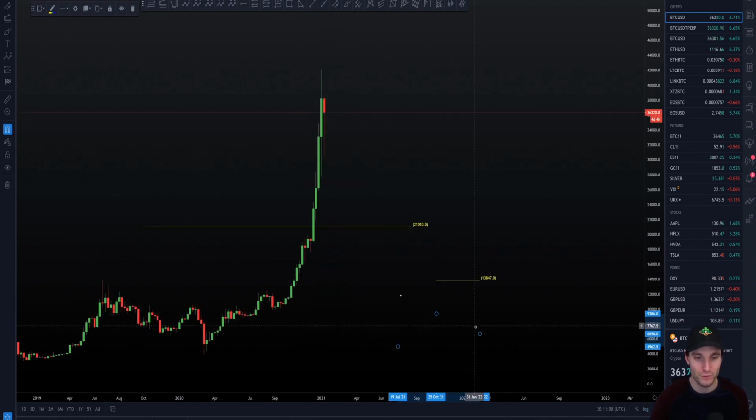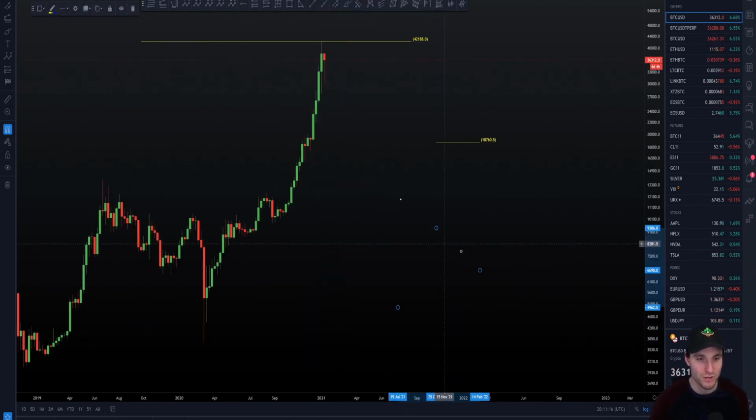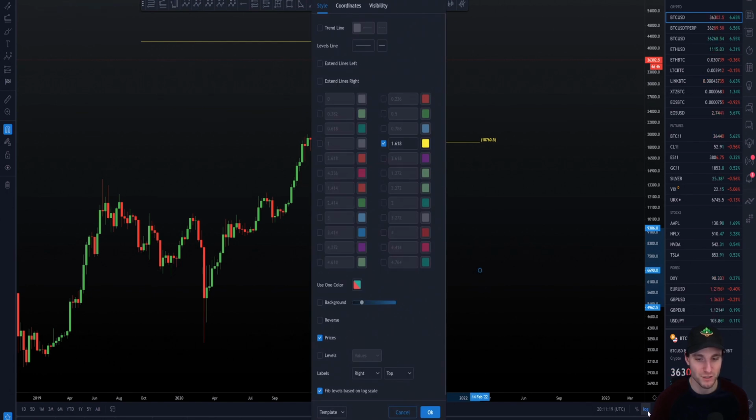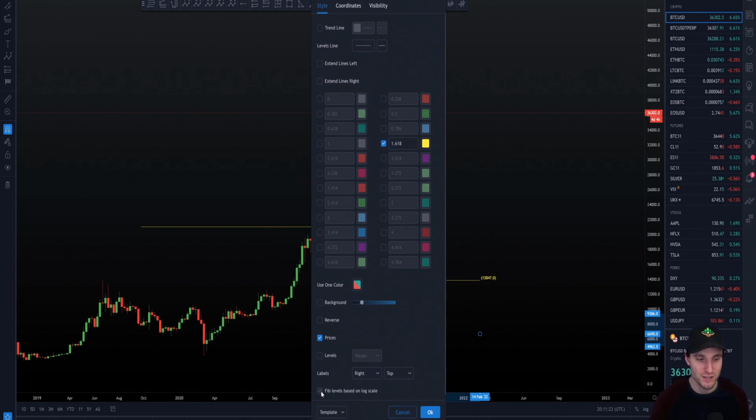And if I then move it off log, you cannot tick it or untick it. It's just grayed out because we're not in log. So that option only becomes available when you're actually in log scale. You see, when I take it off log scale, the option goes and I cannot tick it or untick it.